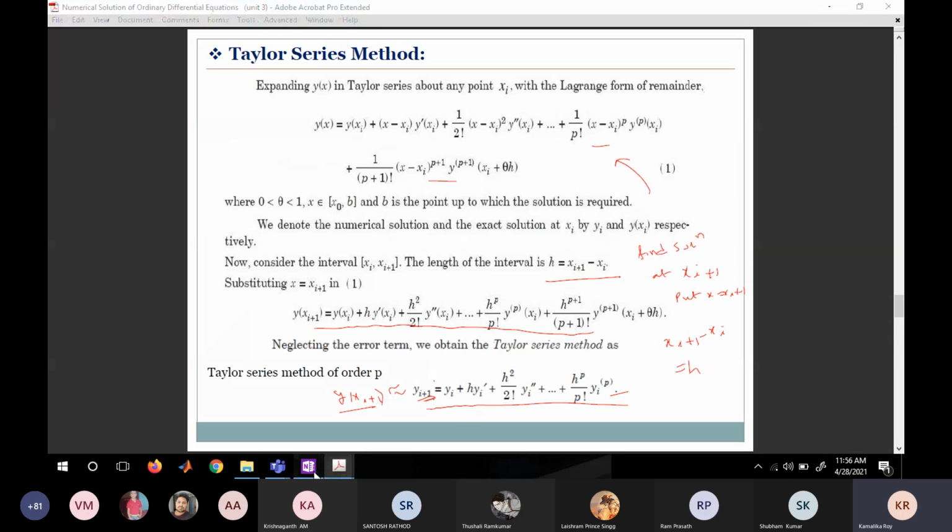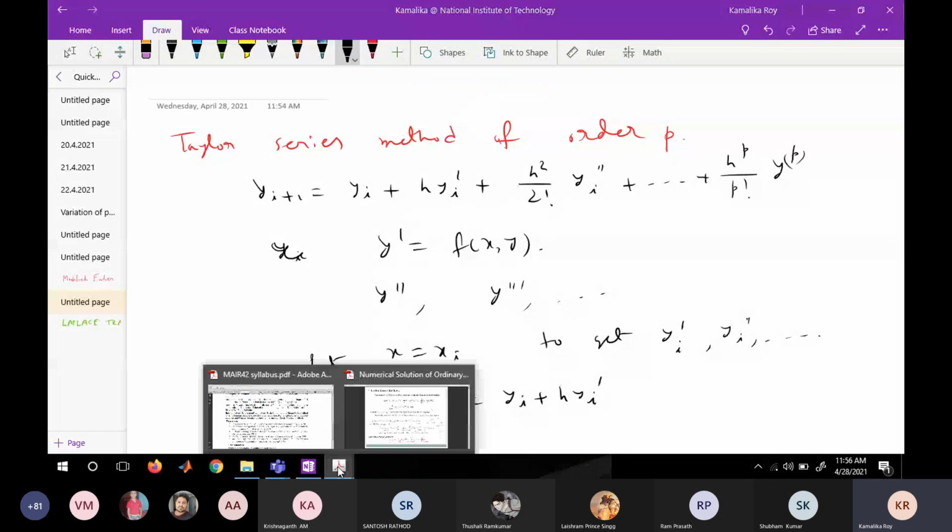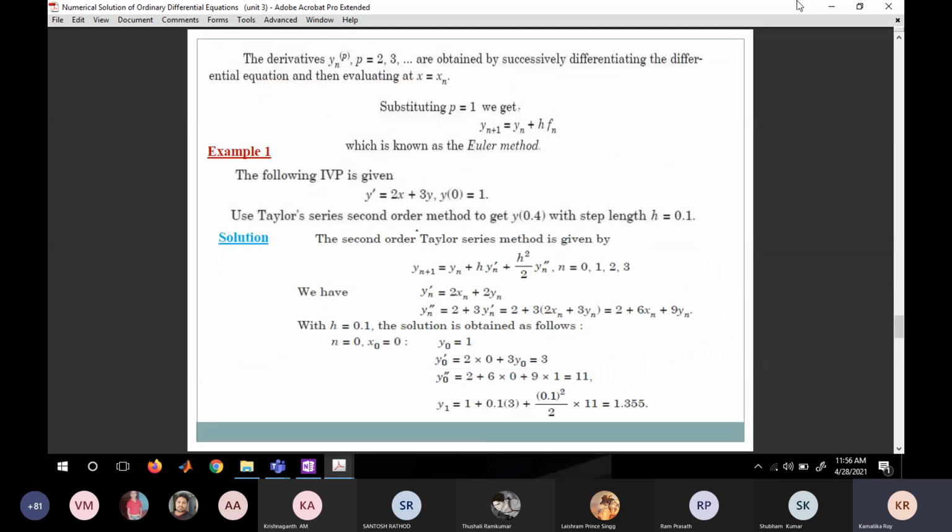What you have seen in Euler method is yi plus 1 equals yi plus h yi dash. So we can say that Euler method is basically the Taylor series method of order 1. This is also mentioned here, and one example is given: you have to solve this IVP, that is initial value problem, using the Taylor series method of second order, and find y at 0.4 where step length is h equals 0.1.